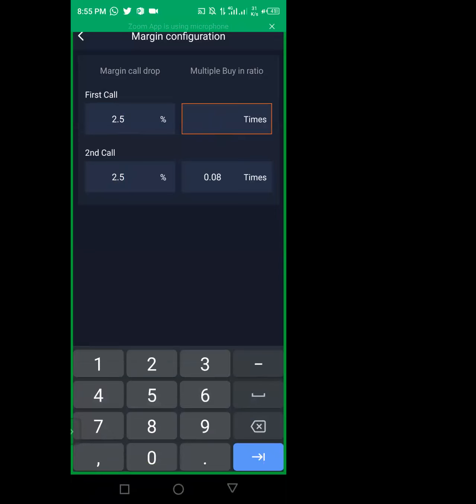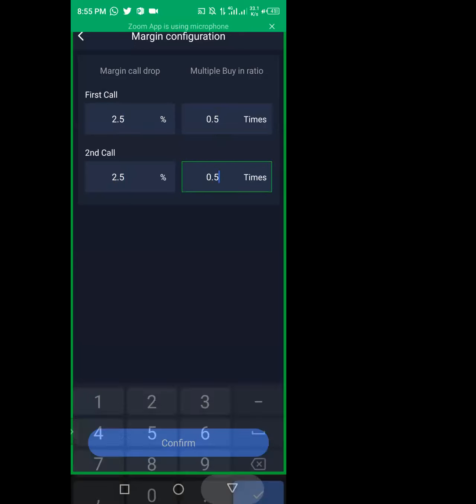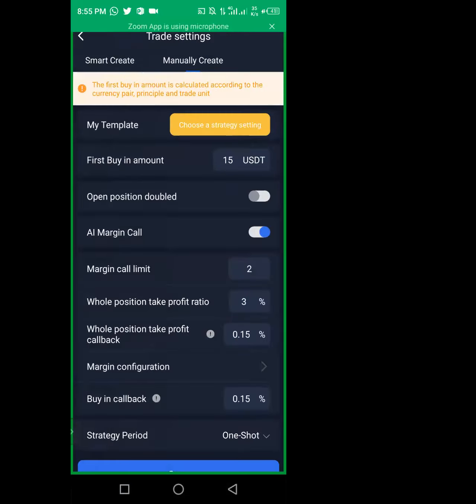I will still explain all these things, but let me just be following. I will still come back to explain when we get to margin configuration. I will explain what margin call is. So let's just be doing. I want to explain how that AI margin call works. So let's just say 0.5, which is 50. I will still explain how to calculate all this. So confirm.